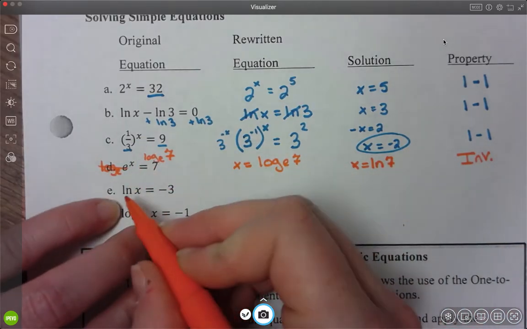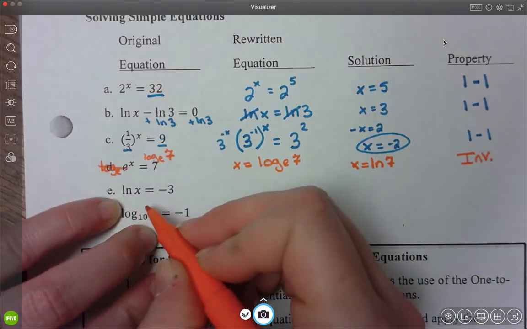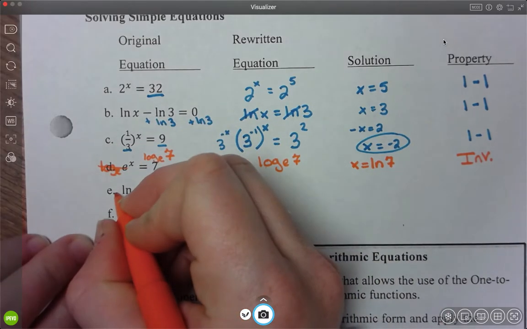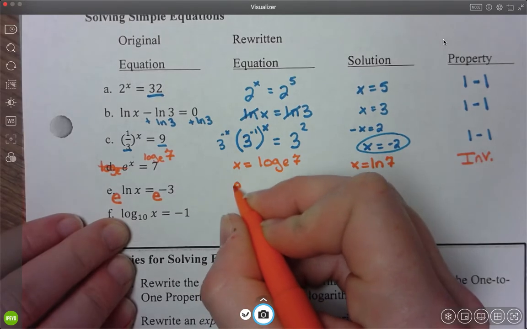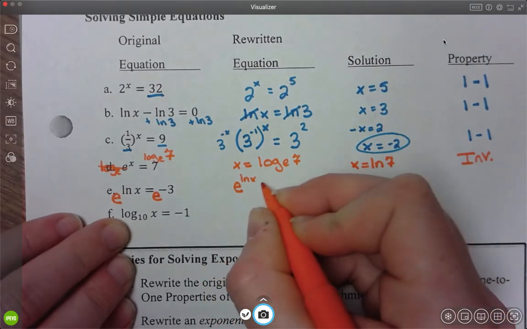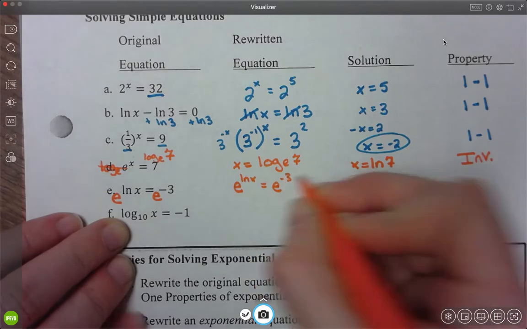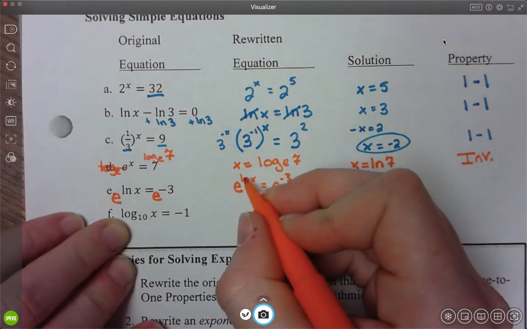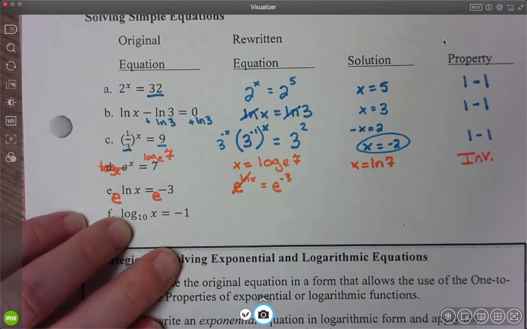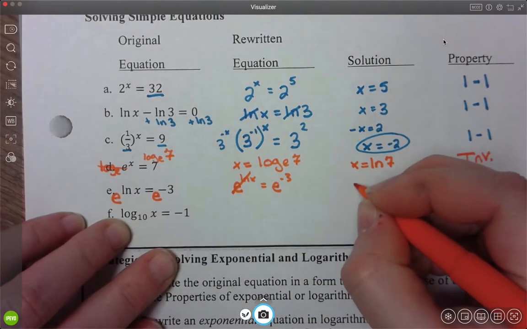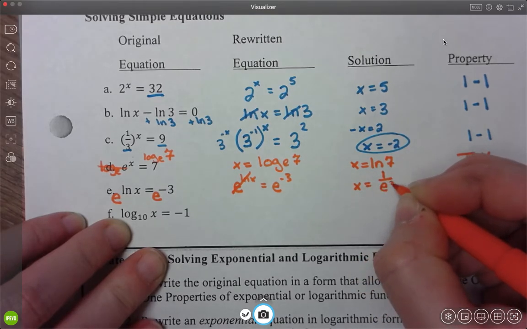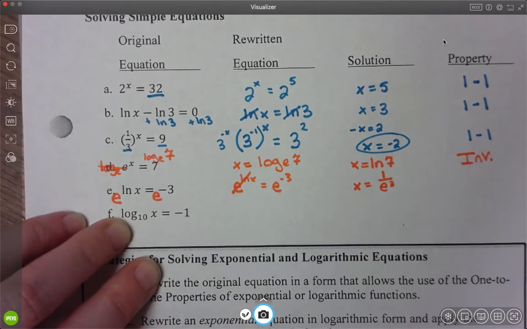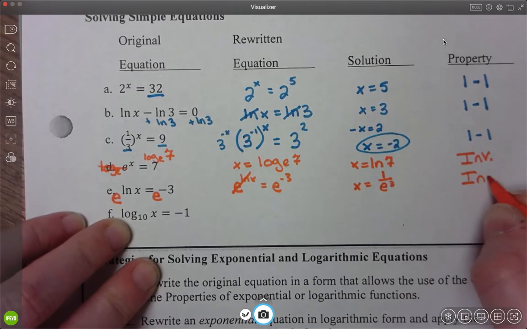Now here I have a log, and I want to get rid of it. So I'm going to raise it to a power of e. What this will look like is e to the power of ln x equals e to the negative third power. And so this e and this ln will cancel out, so I will have x equals e to the negative third power, or if I want to change that to be a positive power, it would be 1 over e to the positive third power. And that would be my solution there. And again, I used an inverse function.